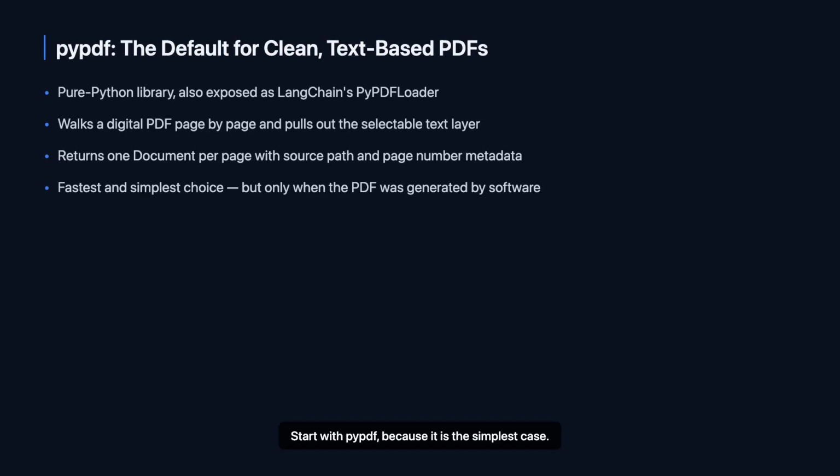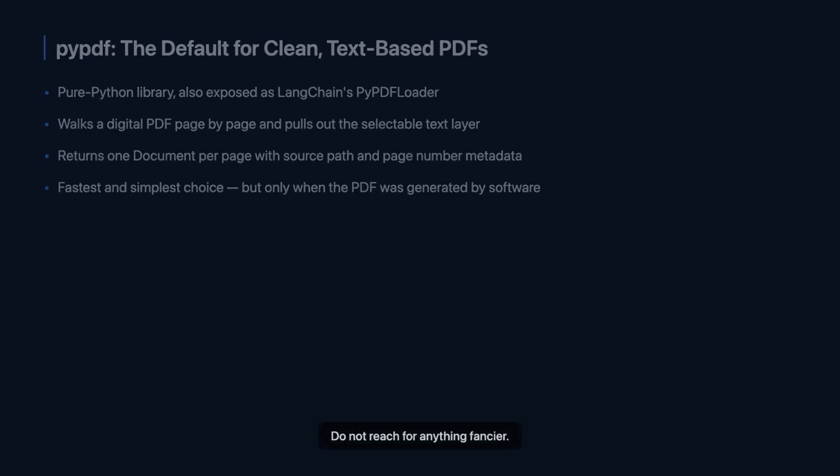Start with pypdf, because it is the simplest case. It is a pure Python library, and LangChain exposes it as PyPDFLoader. It walks a digital PDF page by page, pulls out the selectable text layer, and hands you back one document object per page, with the source path and page number stored as metadata. When your PDF was generated by software, a financial report, an academic paper, a modern excavation report, this is the fastest and simplest choice. Do not reach for anything fancier.